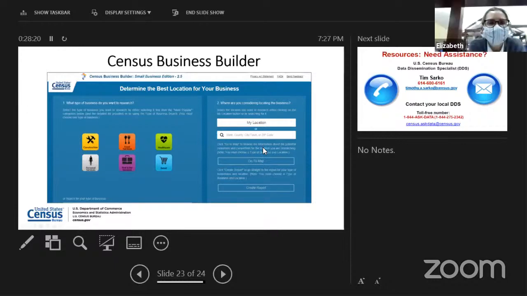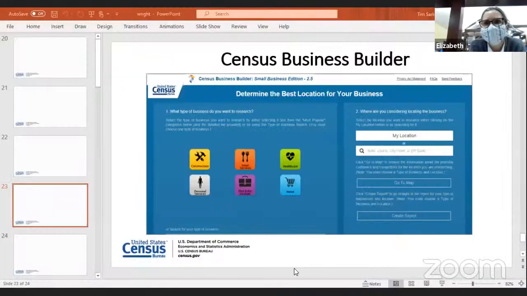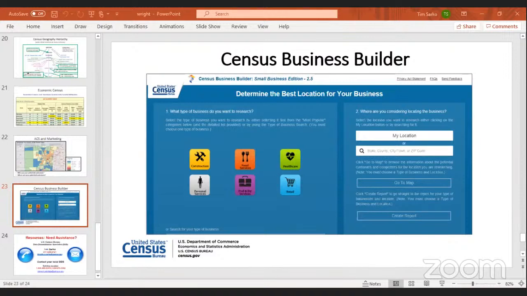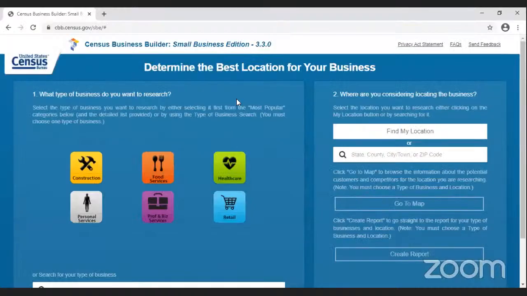So Tim, you can access this at census.gov. Is that right? Okay. Yes. How do I get back? Okay, here we go. No, this one. Okay, hopefully you can see that.